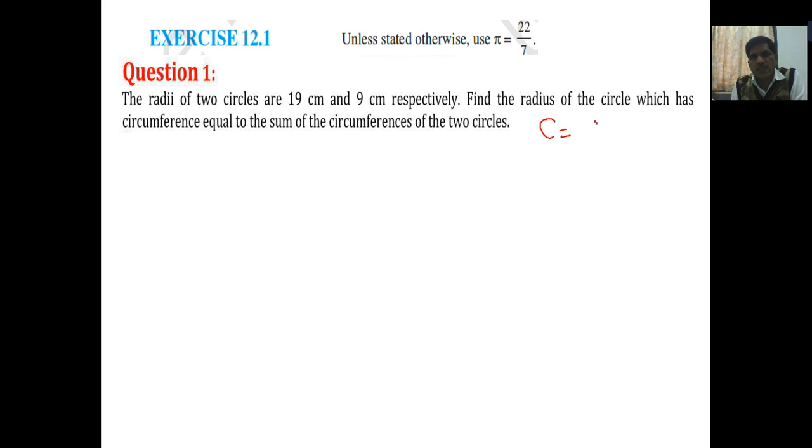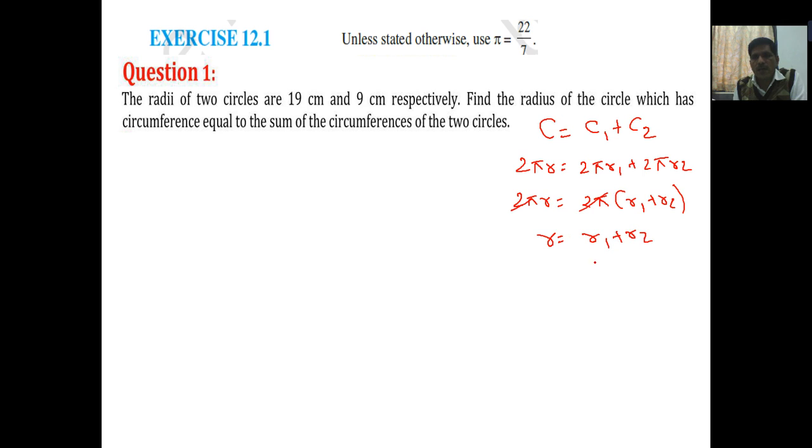So we can say C is equal to C1 plus C2. Now C is 2 pi r. Here we can say 2 pi r1 plus 2 pi r2. Now 2 pi is common, so it is r1 plus r2. 2 pi cuts. R is equal to r1 plus r2. With r1 and r2 given, that is 19 plus 9, that is 28 centimeter. So the radius of the circle is 28 centimeter. That way we can get the answer.